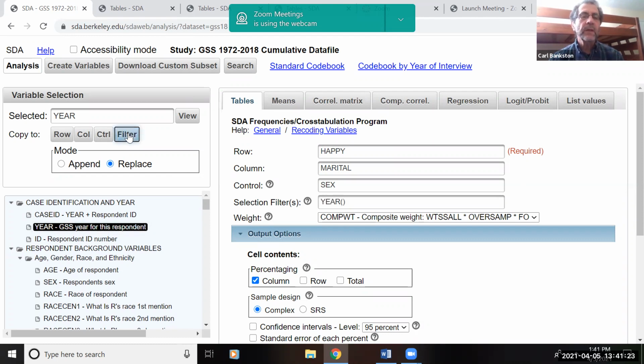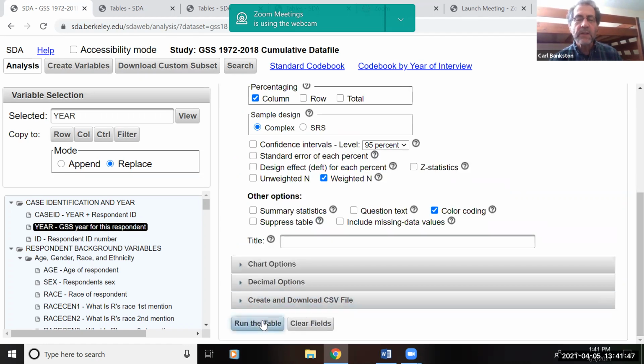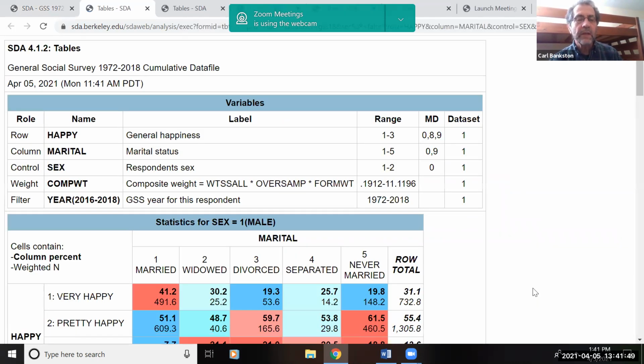So we could put year into the filter, and you'll notice that there are parentheses, and I'm going to put 2016, 2018 in there. And what that does is it excludes all years except for those most recent GSS years. And we'll run the table again. And even if we look at the most recent data, the results are not very much different.